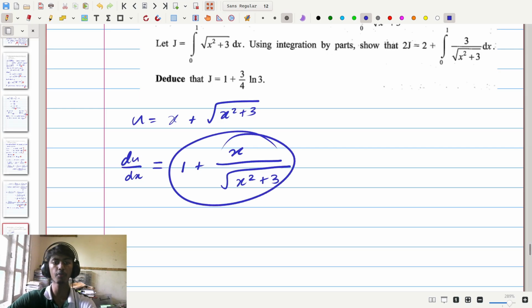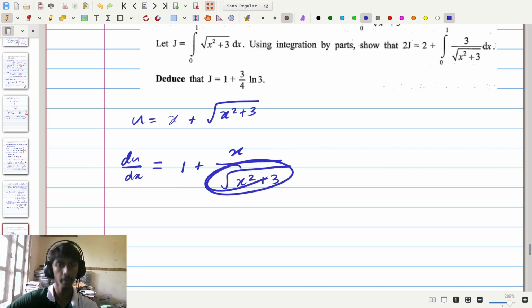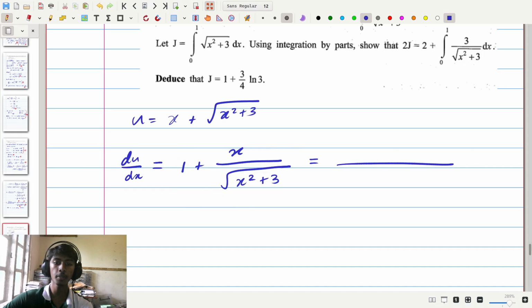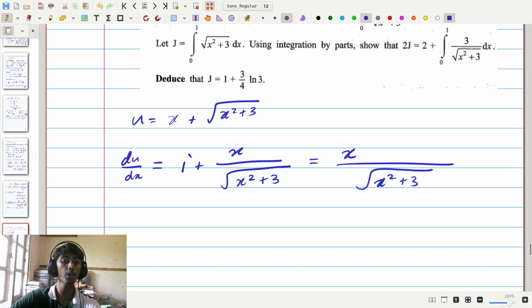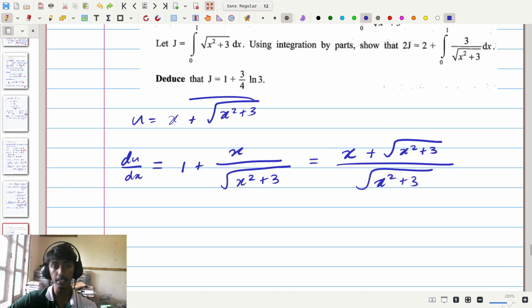Now before we write this off, we can see we can do one more thing, and that is to take this part right here as the common denominator. So doing so, we can write the common denominator of the square root of x squared plus 3, and we have x on top, but we also have this 1 that we have to take onto the top. In order to turn this 1 to have a denominator of square root of x squared plus 3, we have to multiply and divide by the square root of x squared plus 3, meaning that the 1 turns into a square root of x squared plus 3, so we have x plus the square root of x squared plus 3, and you'll note this thing is exactly what u is.